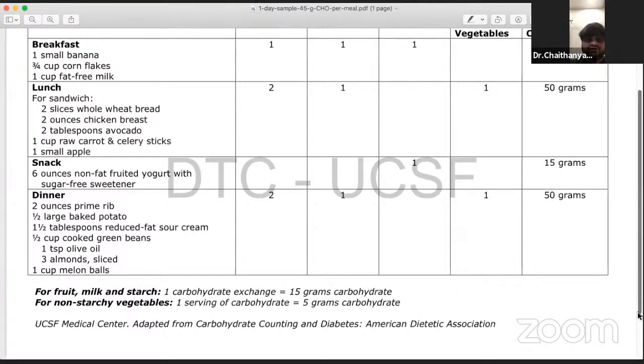And with the dinner, you have 2 ounces of a rib and you have half large baked potato, 1.5 tablespoon of reduced fat sour cream, half a cup of cooked beans with 1 tablespoon of olive oil, 3 almonds, and 1 cup of melon balls. Maybe you can add it as a fruit serving.